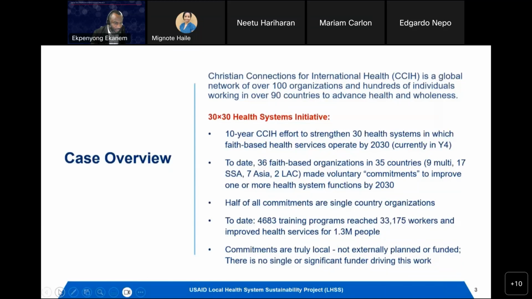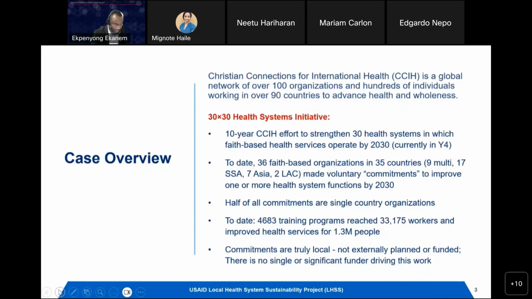Of these 36 faith-based organizations, 9 made multi-country commitments, 17 in sub-Saharan Africa, 7 in Asia, 2 in Latin America. Half of all of our commitment makers are local organizations who work in a single country. Already, these commitment makers have made a difference. For example, they report providing over 4,600 training sessions that have reached over 33,000 health workers and strengthened health services for 1.3 million people.